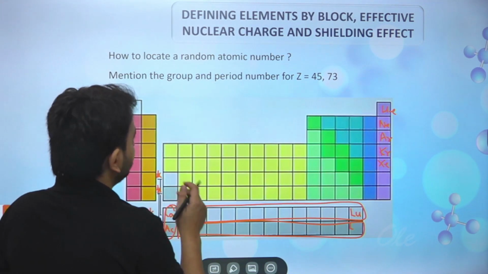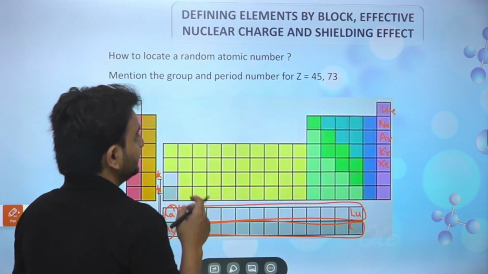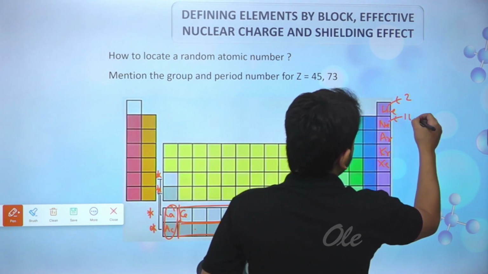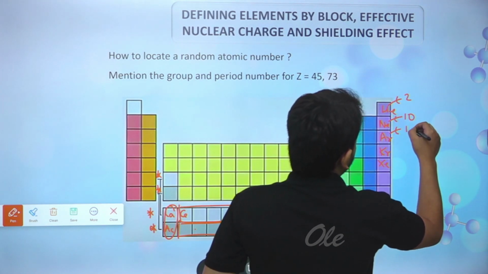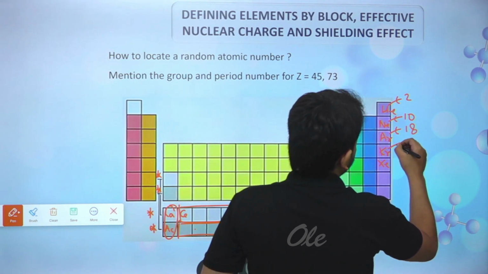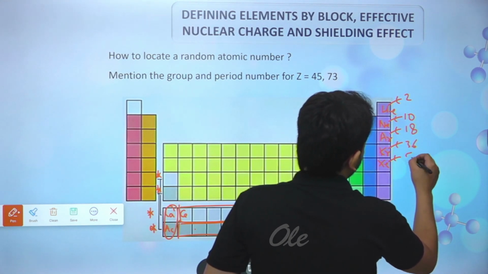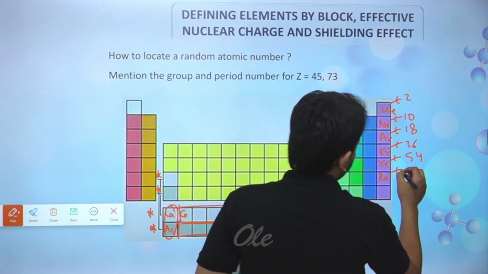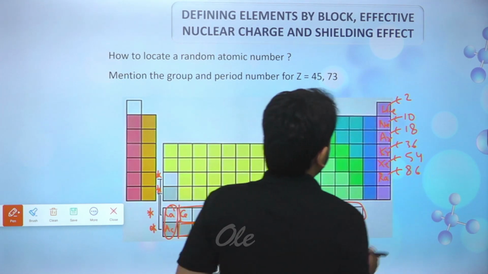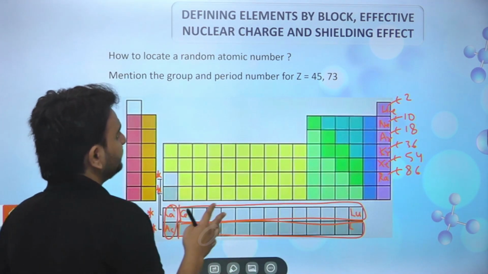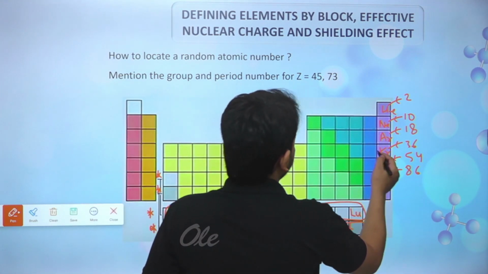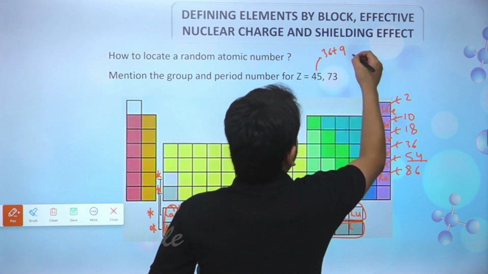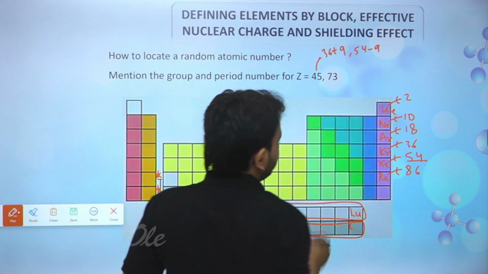So now if you have to locate Z equal to 45, guys, so this is 2, this is 10, the atomic numbers. This is 18, then this is 36 and this is 54. And then of course radon will be 86, if you add 32. So this is what we have. Now if you have to figure out 45, you can see it is 36 plus 9, or you could have gone 54 minus 9. Anything you could have done over here.